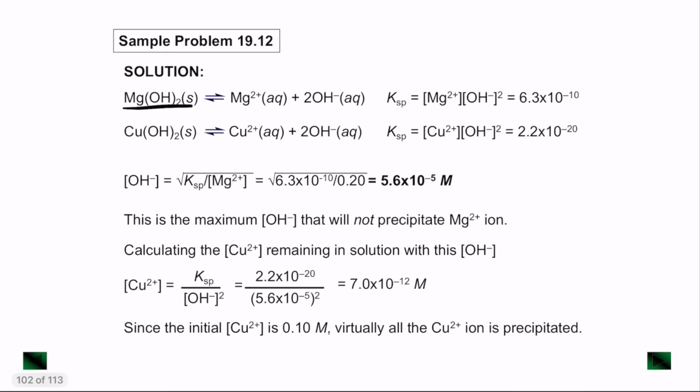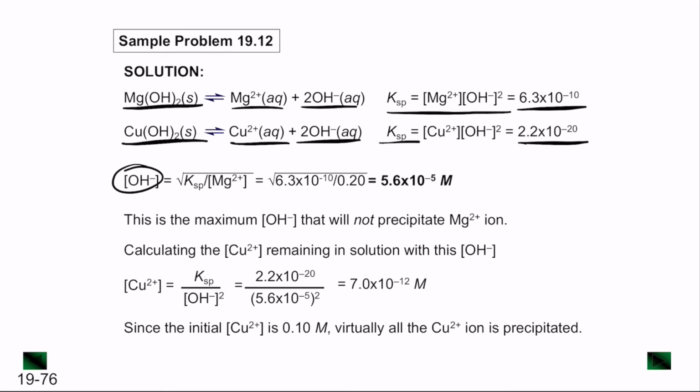So first we have Mg(OH)2, which splits and forms Mg2+ plus 2OH-. The KSP value is already given as 6.3 times 10 to the power negative 10. Cu(OH)2 can be written as Cu2+ plus 2OH-. The KSP value is already given. Now how do you find OH- here? It can be written as the square root of KSP over Mg2+, which becomes 6.3 times 10 to the power negative 10 over 0.20, which becomes 5.6 times 10 to the power negative 5. Why do we use this? Because this is the one that is going to result in more solubility. So this is the maximum amount of OH- that will not precipitate the Mg2+ ion.